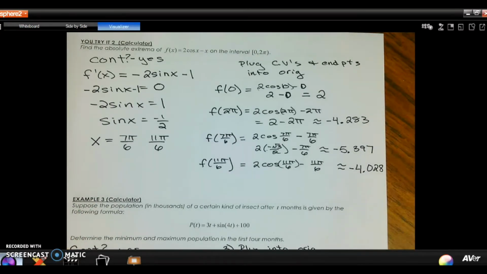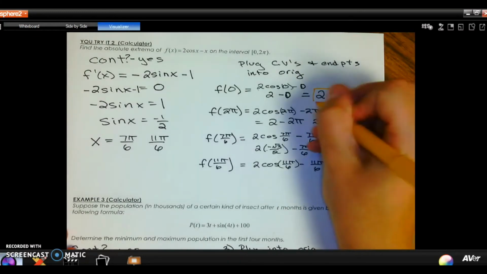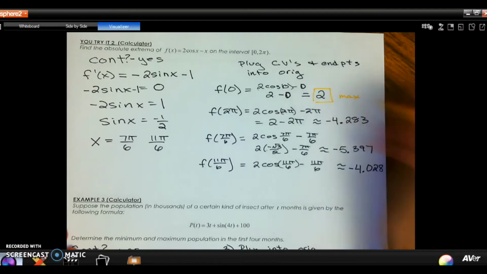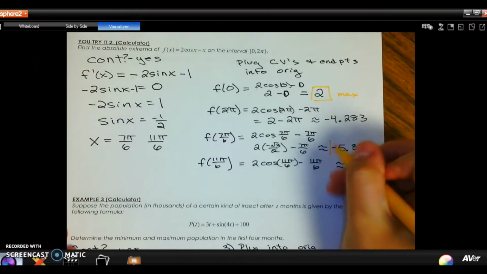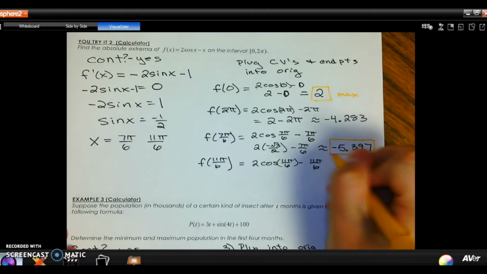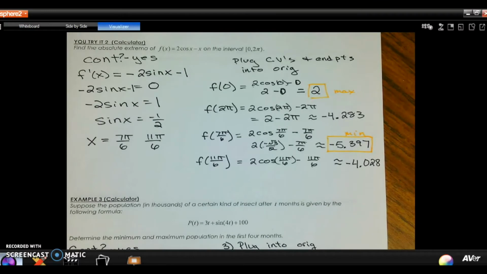So I've got those as my answers, and I'm looking for the extrema. So I look for the largest one and the smallest one. Okay, so my maximum, that's going to be the biggest number. So there's my max. Okay, and the lowest one, to the left on the number line, is going to be here. So that's going to be my minimum. Okay, and then you can write that in a concluding statement if needed.